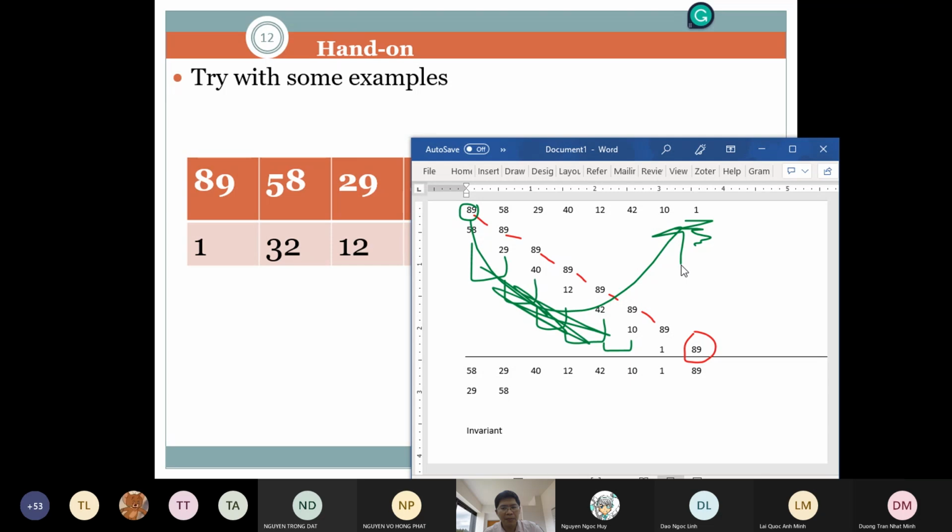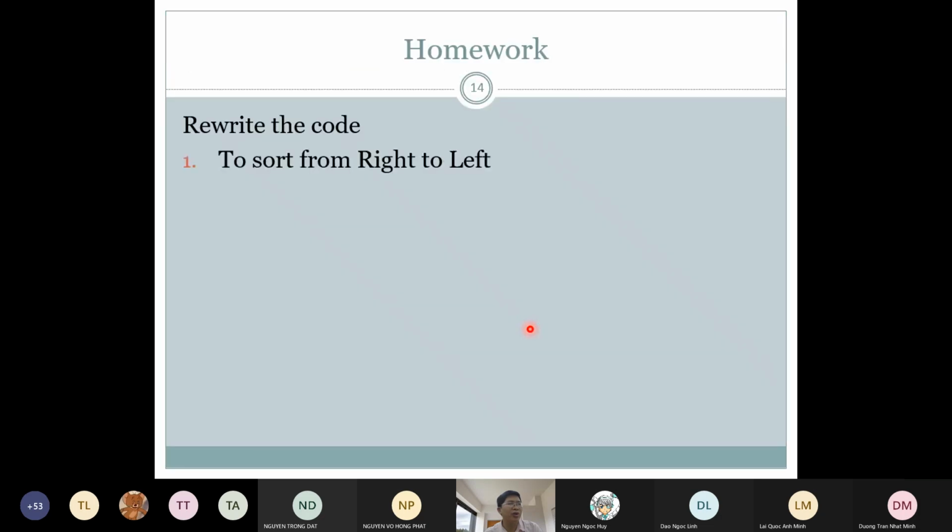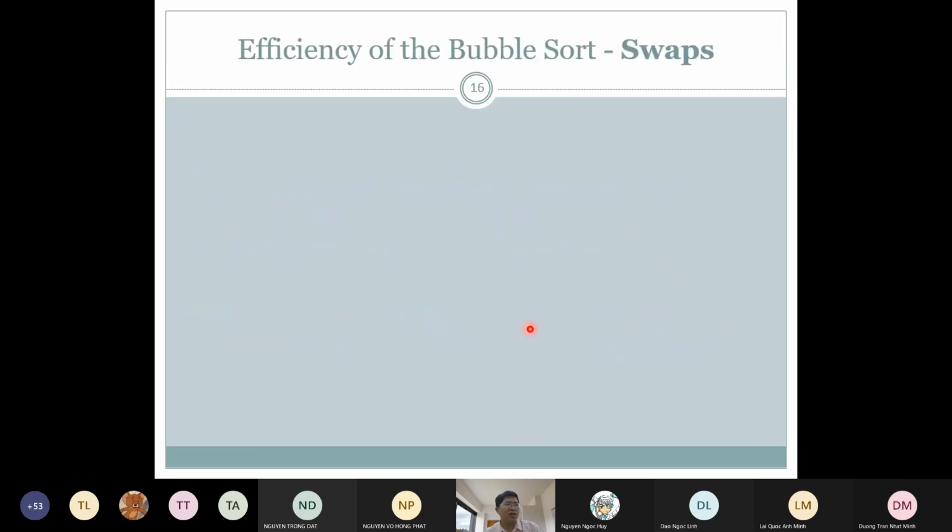Because anyway, we want to bring the biggest number to the last position. In the intermediate steps, we need to do many swaps for no reason. Okay, so that is the algorithm for the next sorting algorithm. What we have is selection sort, based on that observation.